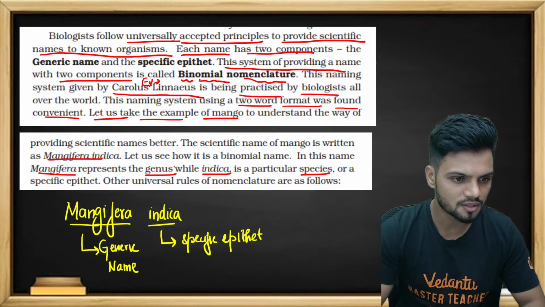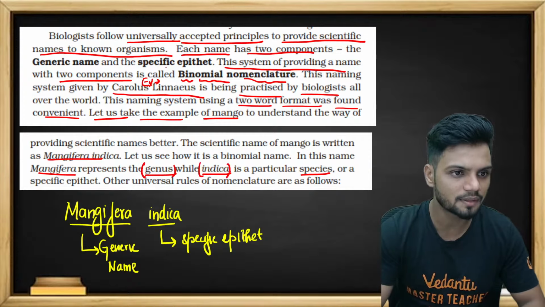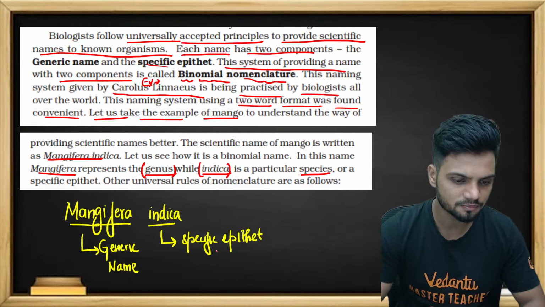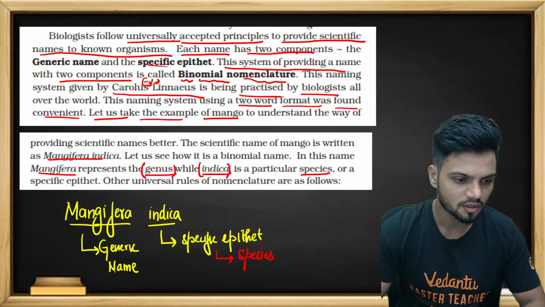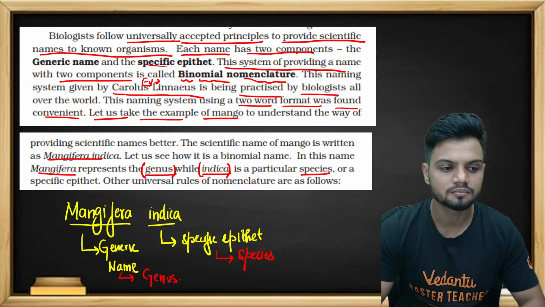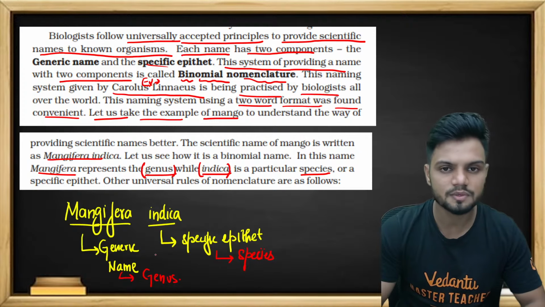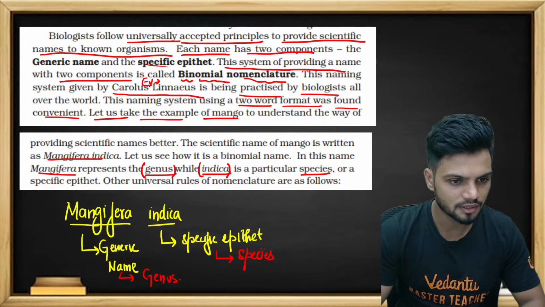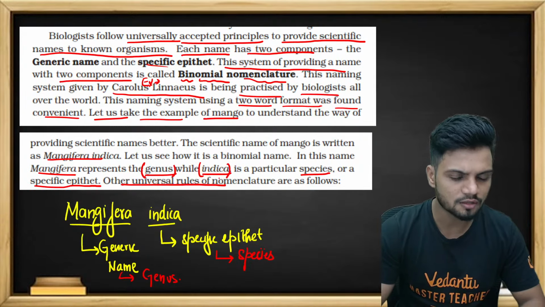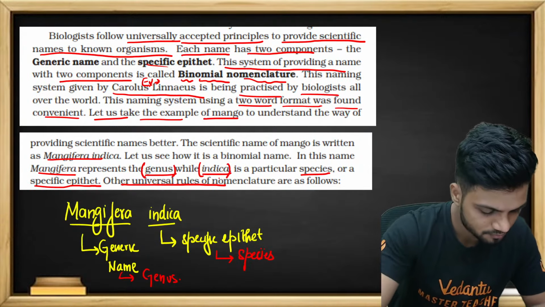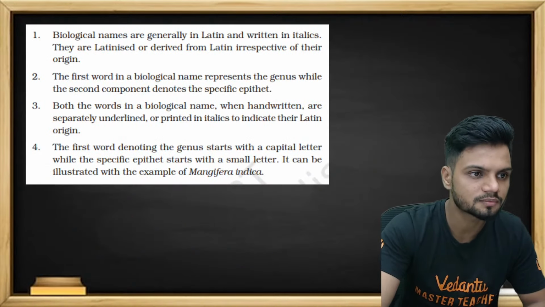Genus or the generic name. Indica is going to be the specific epithet, or can I also call it species. This is the species. This is the genus. Mangifera is a genus, indica is a species. Clear? Or specific epithet. Other universal rules are as follows. Now what are the rules of nomenclature?